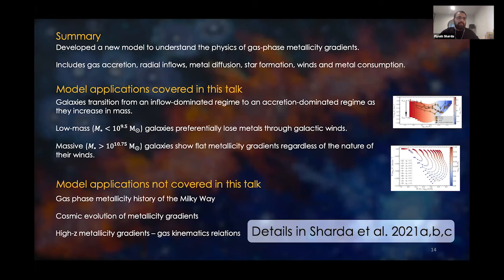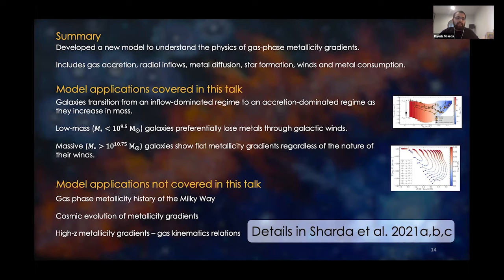To summarize, we have developed a new model to understand the physics behind gas phase metallicity gradients. The model includes a bunch of things that were not included so far in existing models, and it can be linked to a galaxy evolution model so that both metals and gas can be treated self-consistently. Some applications that I've covered in this talk are on the local universe, the mass metallicity gradient relation, as well as the MZR and the MZGR space.